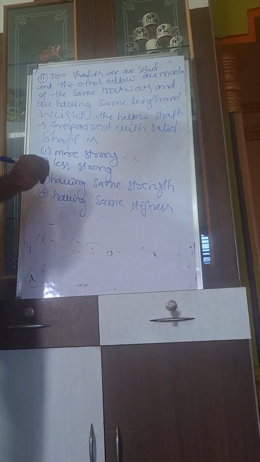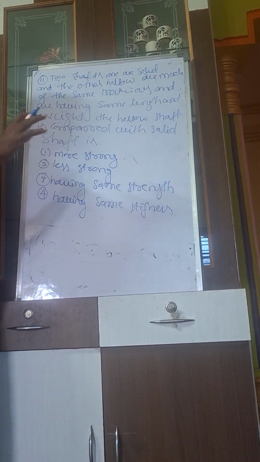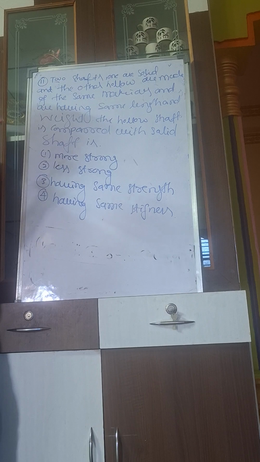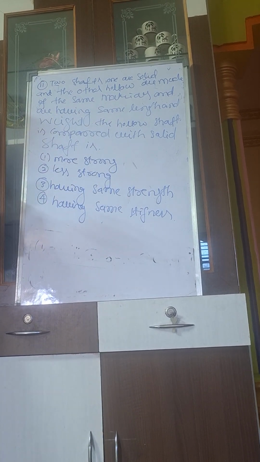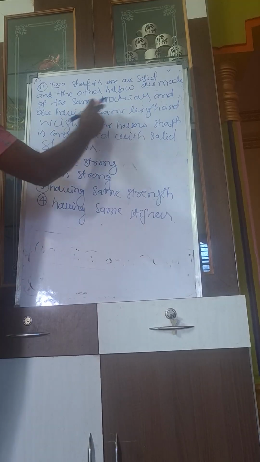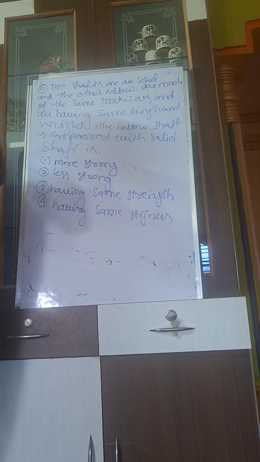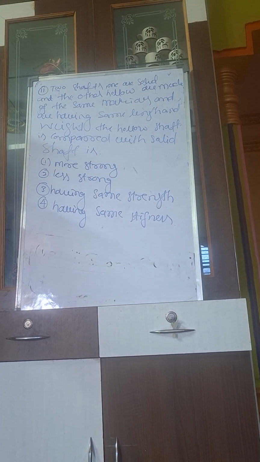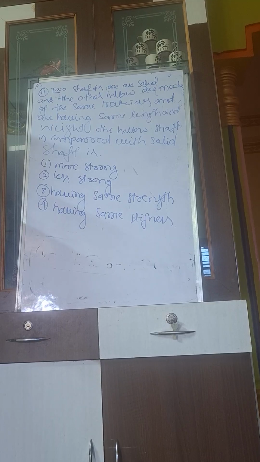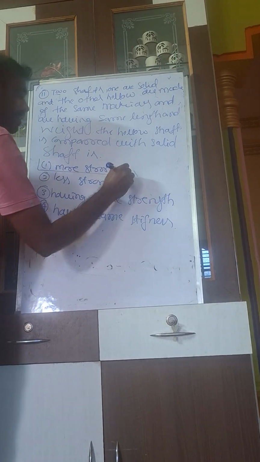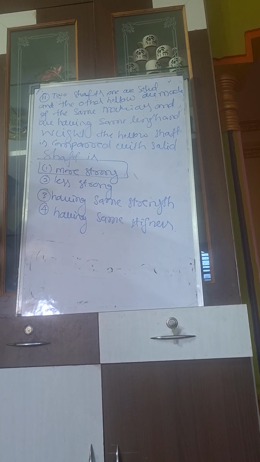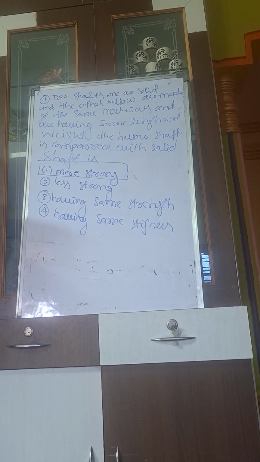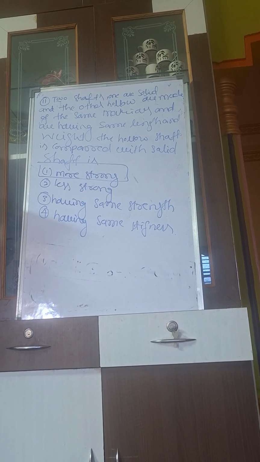See all of you here, two shafts: one is solid, another one is hollow, made up of the same material. Both are made up of aluminium. Having the same length and weight. The hollow shaft compared with the solid shaft is more strong. That is the answer. The hollow shaft has a greater torsional strength than the solid shaft.